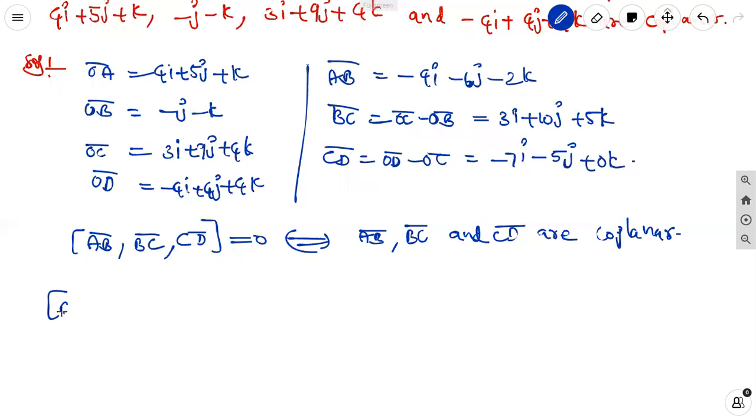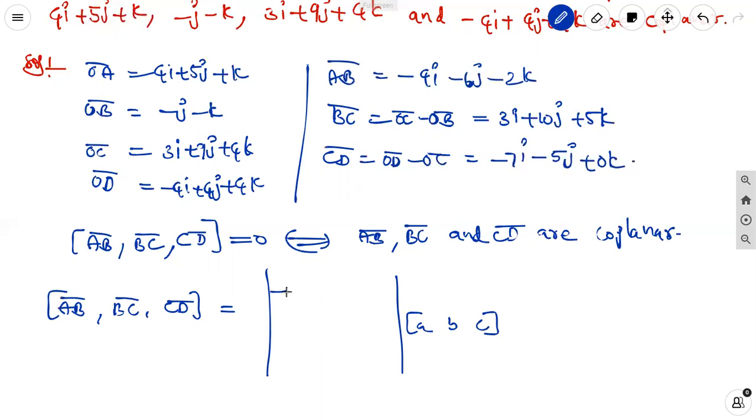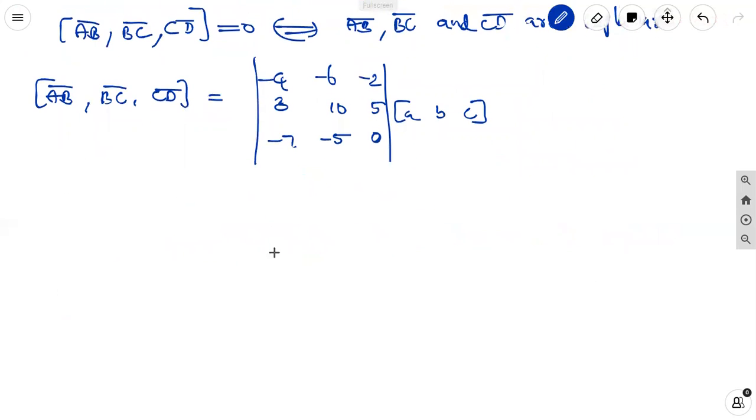So here, the volume of AB, BC, CD is nothing but the determinant of the coefficients of the vectors. Then it is minus 4, minus 6, minus 2, 3, 10, 5, minus 7, minus 5, 0. Now we can find the determinant. The determinant is minus 4, minus 6, minus 2, 3, 10, 5, minus 7, minus 5, 0.